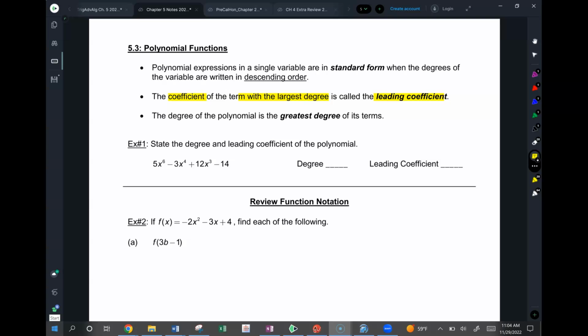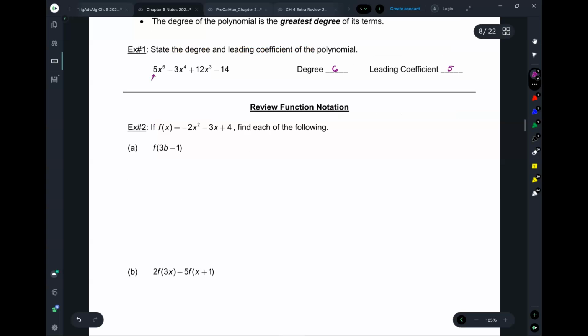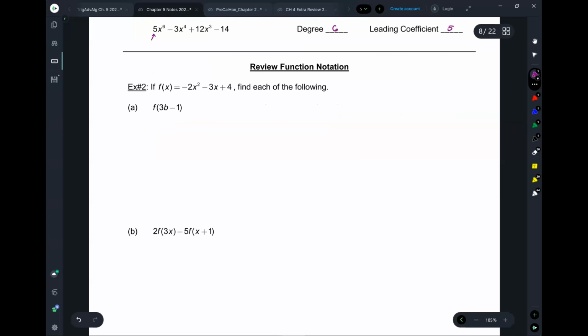Okay. So here, what's the degree of this one? Highest exponent, 6. And the leading coefficient is the coefficient of that term, so it's a 5. All right? Okay. So function notation.